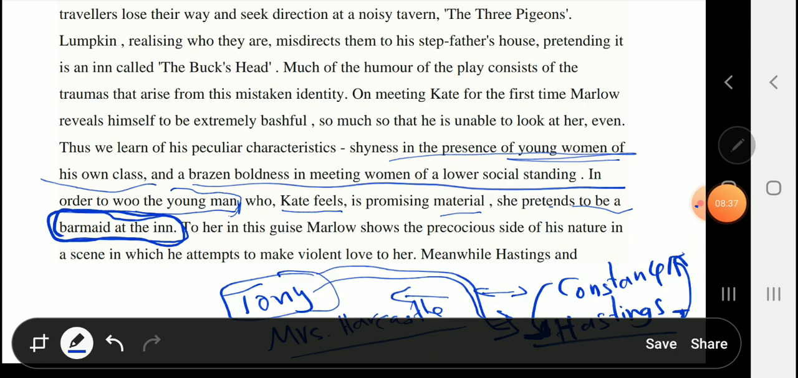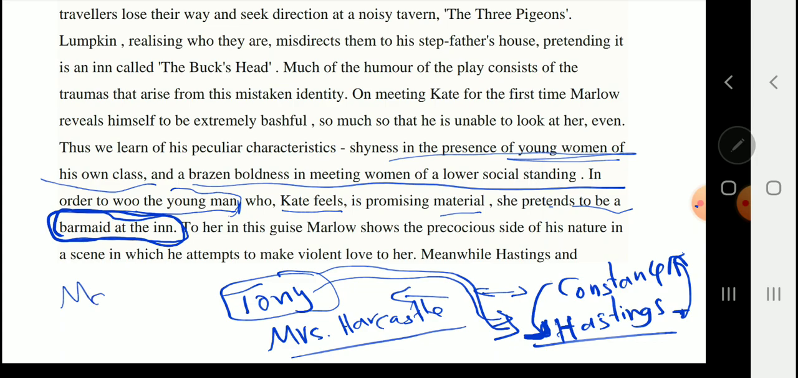Okay, so Marlowe was in love with Kate, but as I've already explained, he's different, like his characteristics are different with women from high class and low class. We have here Marlowe.